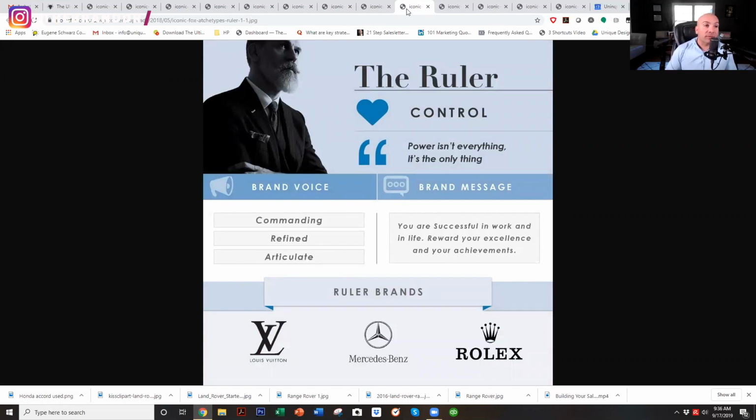Now look at the ruler. They're all about control. Power isn't everything. It's the only thing. Okay. So their voice is very commanding and refined and articulate. And their messaging is, you are successful in work and in life. Reward your excellence and your achievement. So does this surprise you, what the types of ruler brands are? Mercedes, Rolex, Louis Vuitton. Phenomenal examples here of ruler brands.